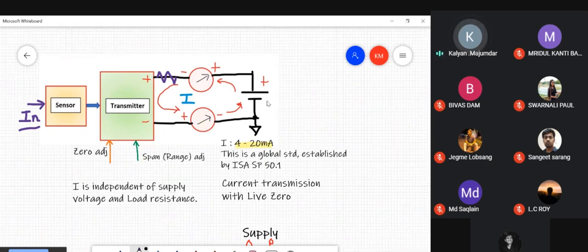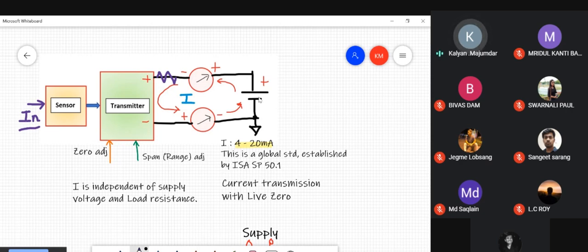That means if the power supply voltage changes, then the current should be independent. Normally, Ohm's law says that in any closed circuit, if there's a change in voltage or if there's a change in resistance, the current would change. That is what Ohm's law says. But here, Ohm's law is not applicable. Any change in the resistance should not alter the loop current. Any change in the supply voltage should not change the loop current for the same reason.